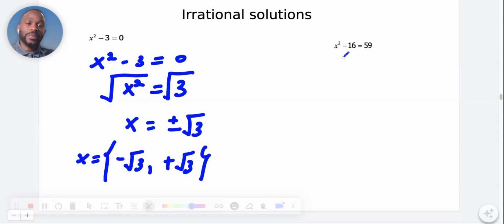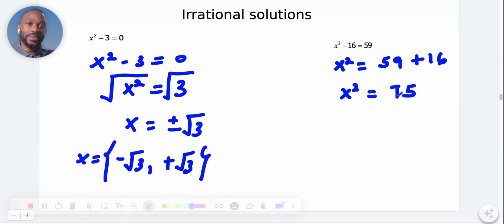What if they give us something like this? Again, collect like terms, you'll get x squared is equal to 59 plus 16. 59 plus 16, what do you get? 75. So at this point, x squared is equal to 75. So get the square root on both sides of the equation. Now, x squared, square root, you'll get x.